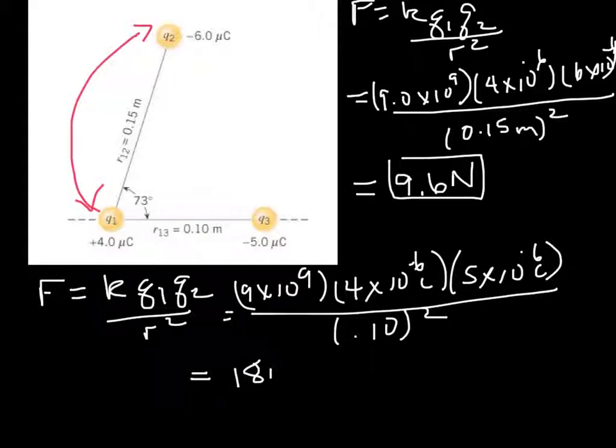We get 18 newtons. So far, what we've done is calculate the force between Q1 and Q2 and between Q1 and Q3. That should have been Q3 there. So we come up with 9.6 newtons and 18 newtons. Now, what's the next step? Well, the net force is the vector sum of F12 and F13. So now we need to use the component method to calculate the answer. We're going to go over to the next slide to do that.